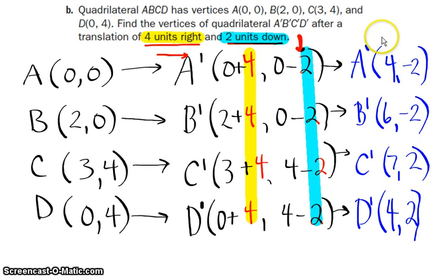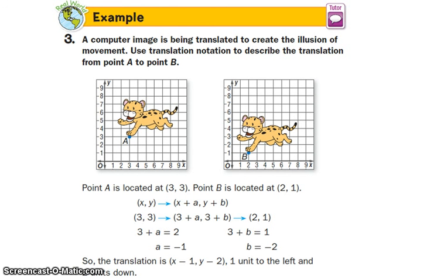Okay, so your new points: A prime should be 4, negative 2. B prime should be 6, negative 2. C prime is 7 and 2. And D prime is 4 and 2. Okay, now we're going to work backwards from what we just did.